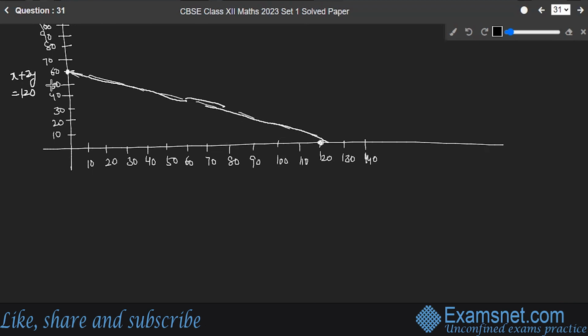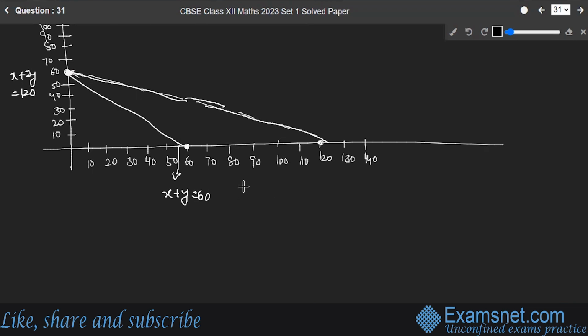Let's go with the second line. x plus y is equal to 60. So the 2 points are 0, comma 60, which is again the same point, and 60, comma 0, which is this point. So let's join these 2 points now. This is the second one. This line is x plus y is equal to 60.